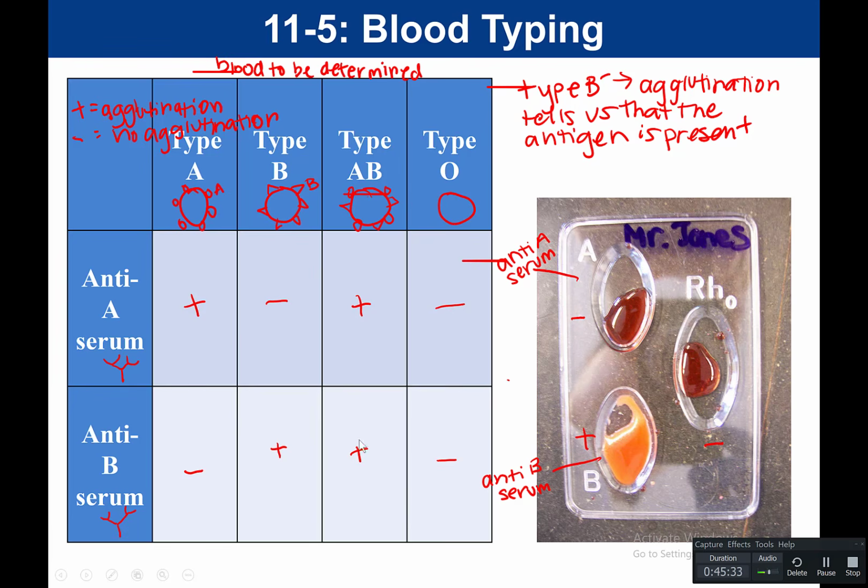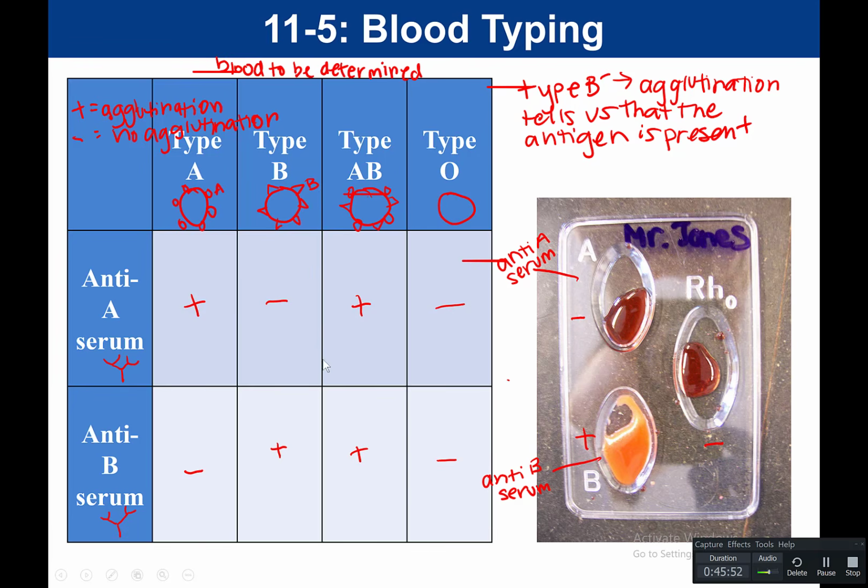And this slide is just summarizing that if somebody is blood type A and we're blood typing them, they're going to get agglutination with the anti-A, but not with the anti-B, because they have the A carbohydrates. Somebody who's blood type B is going to get agglutination with only the anti-B serum.